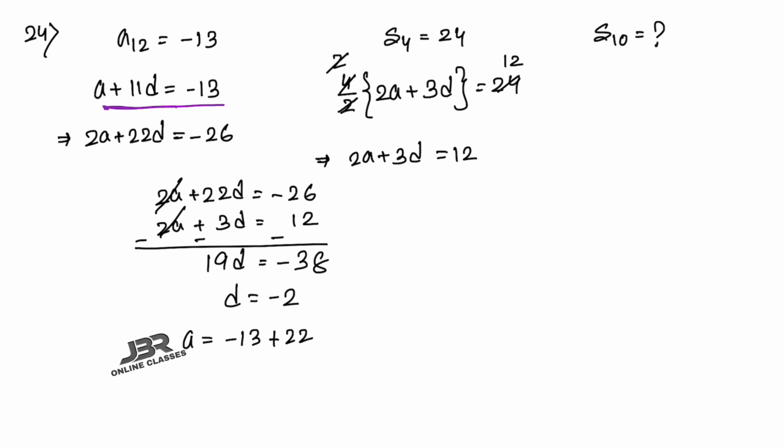Okay, so now 22 minus 13, it's 9. So a equals 9 and d equals minus 2. Next you have to find S10. So S10 means 10 by 2, then 2 into a, that means 9, and plus (n minus 1), so 10 minus 1, it's 9, and then d equals again minus 2. So 5 into 0, and that equals 0.